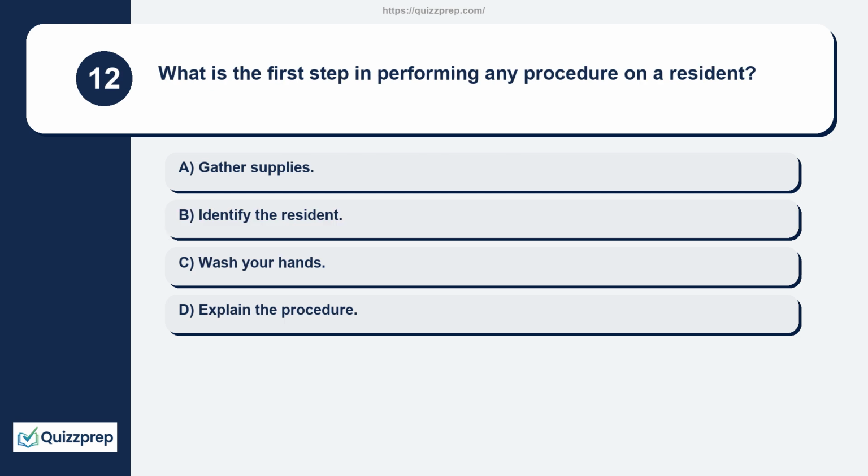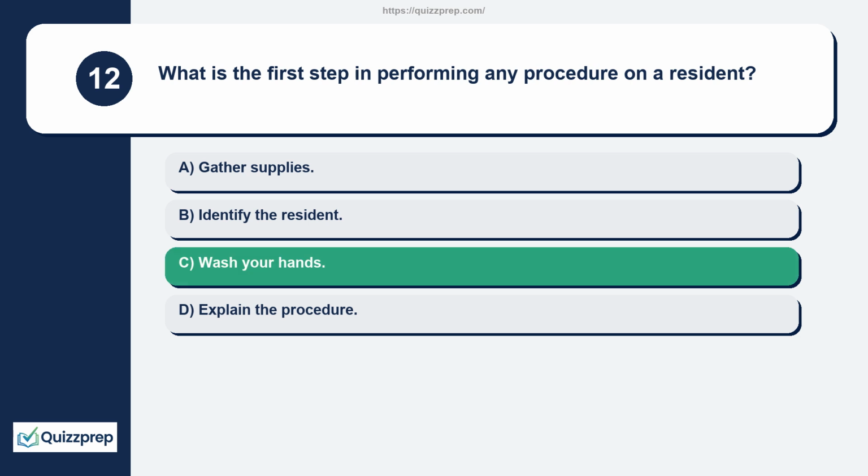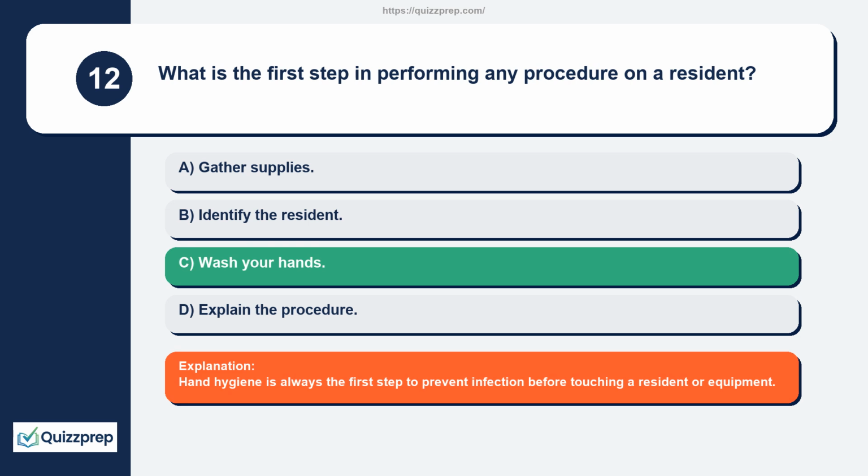Question 12. What is the first step in performing any procedure on a resident? Gather supplies, identify the resident, wash your hands, explain the procedure. Hand hygiene is always the first step to prevent infection before touching a resident or equipment.